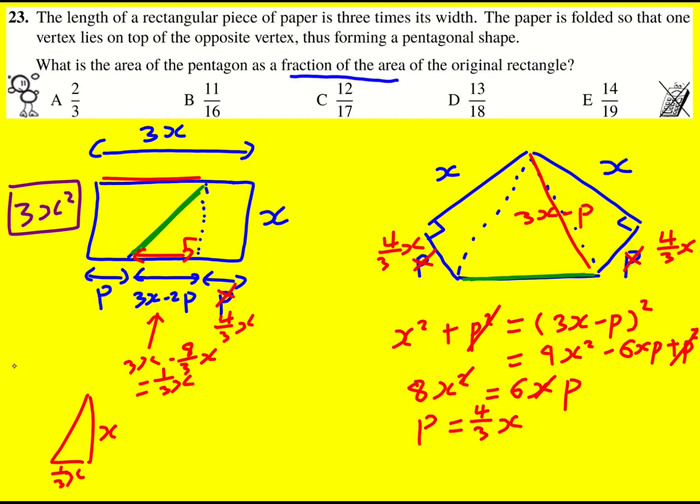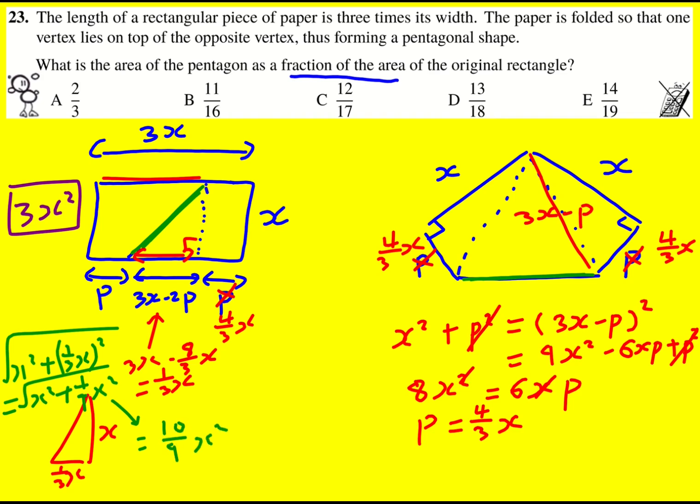More Pythagoras. x squared plus 1 over 3x squared, all in brackets, square rooted. This is where you might say, why didn't you just call it 1? This would have made life easier. But I'm going to get x squared plus 1 over 9x squared. That's 9 over 9x squared, so it's going to be 10 over 9x squared, square rooted, which gives me root 10 x over 3.